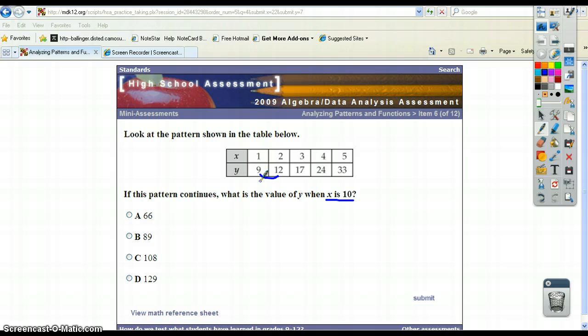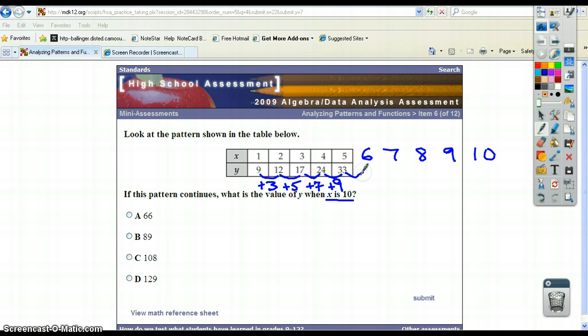So from 9 to 12, we've been increase of 3, increase of 5, increase of 7, increase of 9. So I hope it's obvious that we're looking at an increase of 2 every time that we're moving on to another y value. So if we continue the table, and don't be afraid to write all over the HSA. The test is there. You can write all over it. You're only turning in your answers. So the whole space is there for you to work.